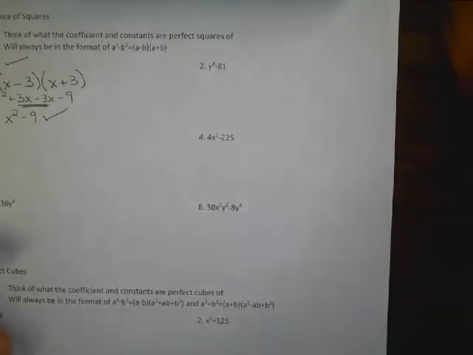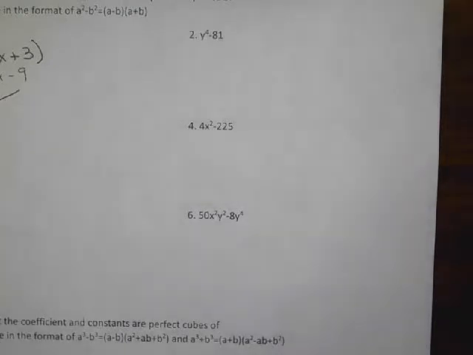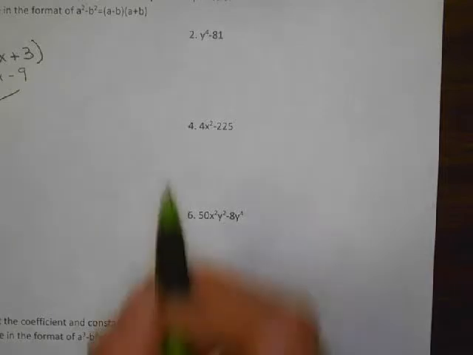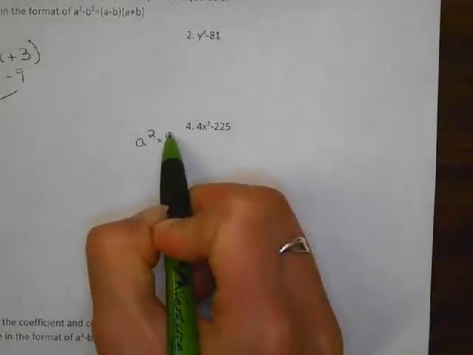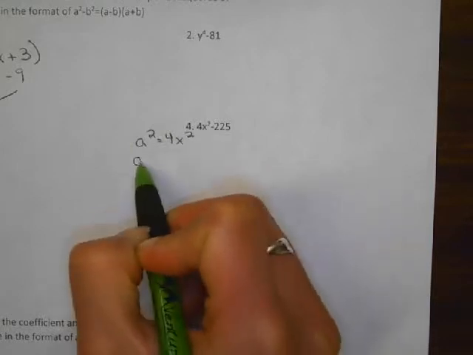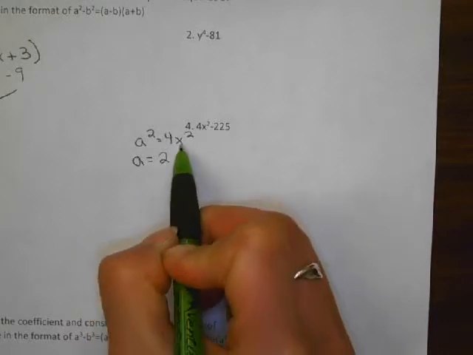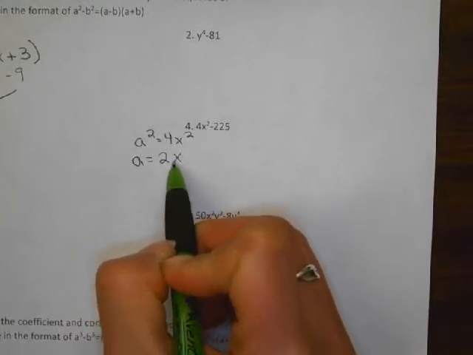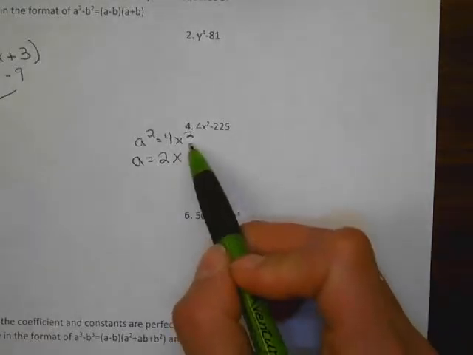We'll do another one, number 4 here. We have 4x squared minus 225. So in this one, again, we want to see what our coefficient and constants are perfect squares of. Well, I know 4 is a perfect square of something, so I know a squared is equal to 4x squared. So regular a, well, the square root of 4 is 2, and then the square root of x squared is x. And then if you think about it, 2x, that whole thing squared, is going to give you 4x squared.